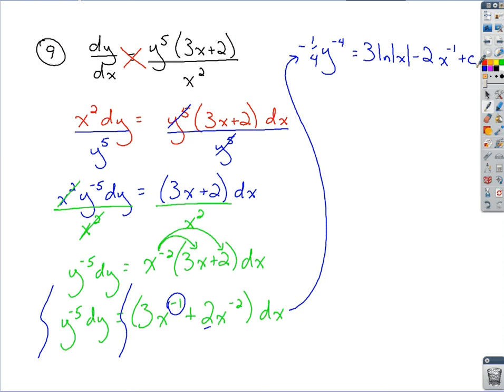Now at this point, it could make some sense to try to clear the fraction out. I'll be honest with you, given the details of this problem, if you get this far, I'd say we're doing pretty well. So we'll accept that as our answer.